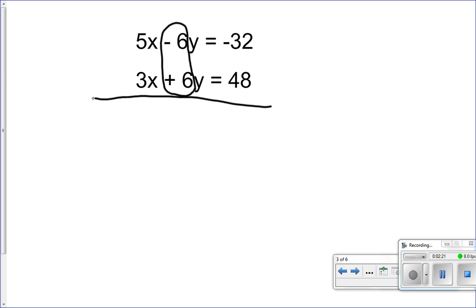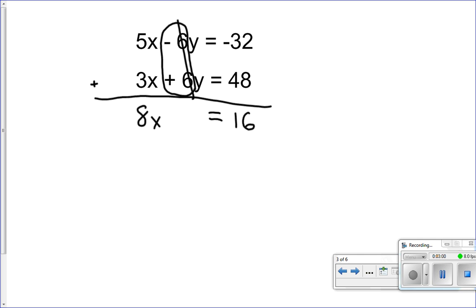And so if I added these two equations together, I would combine like terms. So I get 5x plus 3x equals 8x. But then I have negative 6y plus 6y. Well, negative 6 plus 6 eliminate. So I just eliminated my y variable. It's basically like saying plus 0y, but we don't even need the plus 0y, so I'm not even going to include it. And then negative 32 plus 48 gives me positive 16.